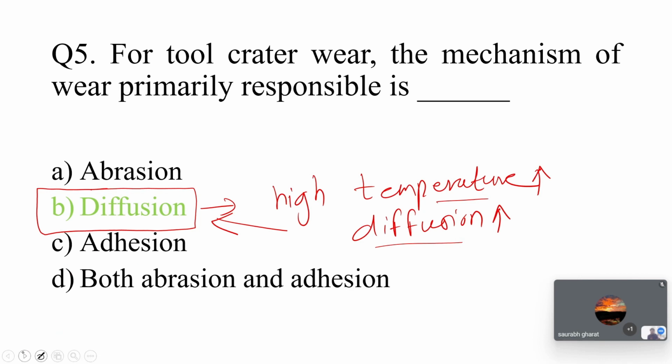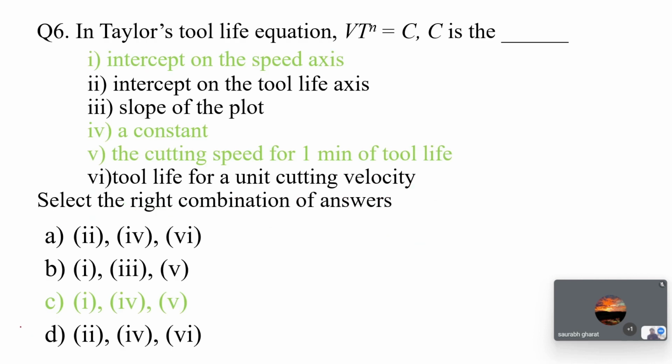This is from the slide also. The Taylor's tool life equation: what is related to C? The intercept on the speed axis is your C, and this is your V axis. So the intercept on the speed axis is C, and this is the C point, which is correct. The intercept on the tool life axis is wrong. This is your tool life axis, and this is your V C. So the intercept on the tool life axis is wrong.